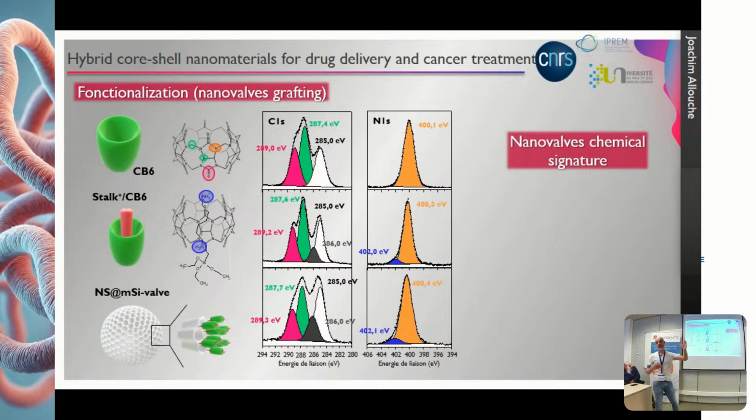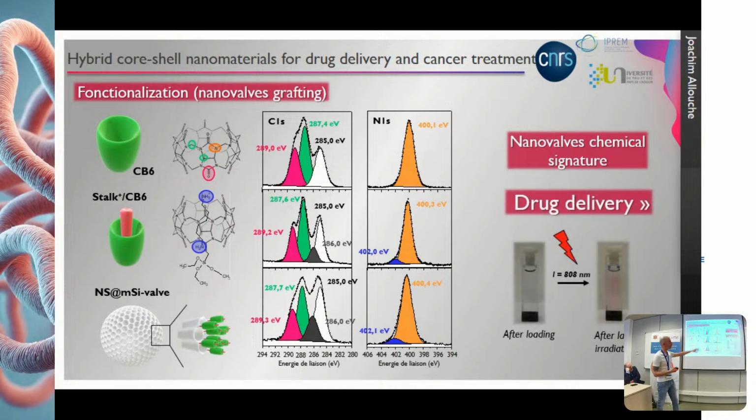After that, the third step is to functionalize the particles using organic nanovalves. So you have this type of nanovalve. We have a macrocycle and a grafting fragment that is grafted on the silica particles, and this macrocycle enters into assembly with the grafting fragments. We characterized the whole elaboration of this functionalization by XPS.